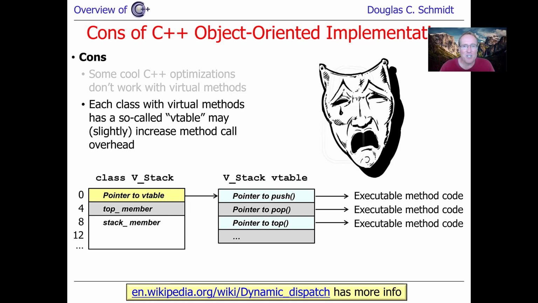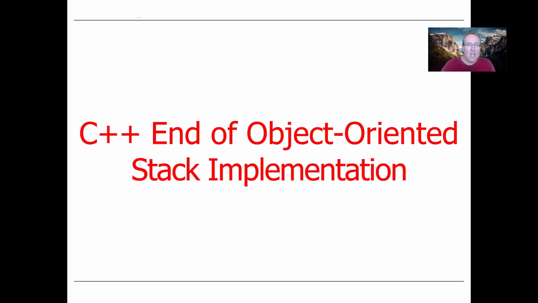Probably the bigger overhead is just the fact that some of the inline optimizations cannot easily be done if you program through pointers to base class objects as opposed to using derived class objects directly. And of course, the whole point of object-oriented programming is to be able to access these derived objects through pointers to base objects. So that's the end of our object-oriented stack implementation.